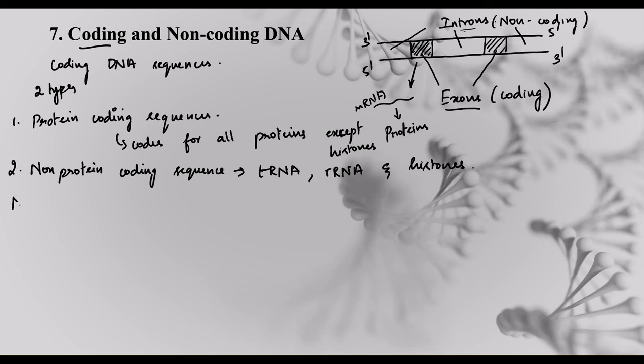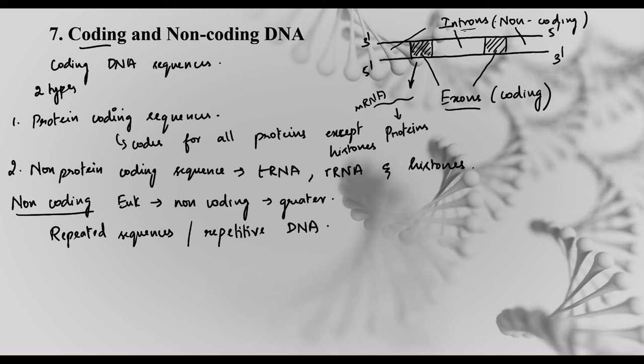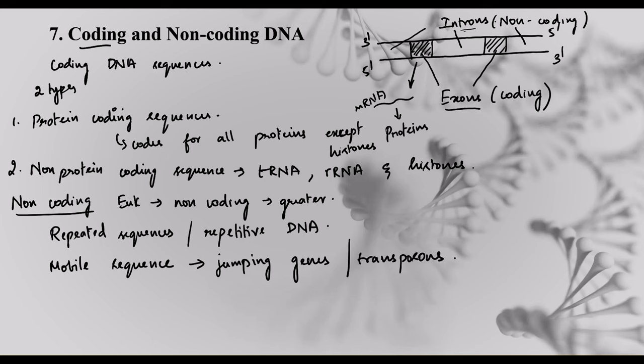Okay, now let's speak about non-coding. In eukaryotes, a larger part of DNA is non-coding. So in eukaryotes, non-coding is greater when compared to coding, which means it does not form any functional product. The next thing about non-coding sequences is that they often possess repeated sequences, also called repetitive DNA. Most of these non-coding sequences are in a fixed position, but some of them move from one place to another. If it moves from one place to another, it is called a mobile sequence. This mobile sequence is called jumping genes or transposons. You have to be very clear in this part.